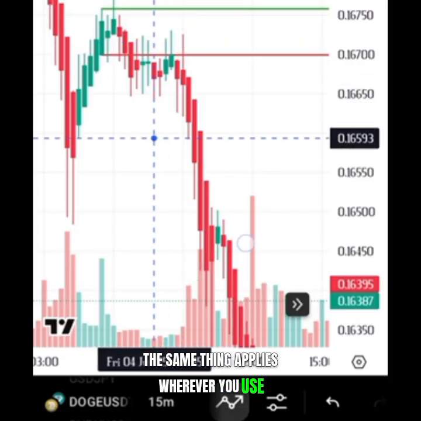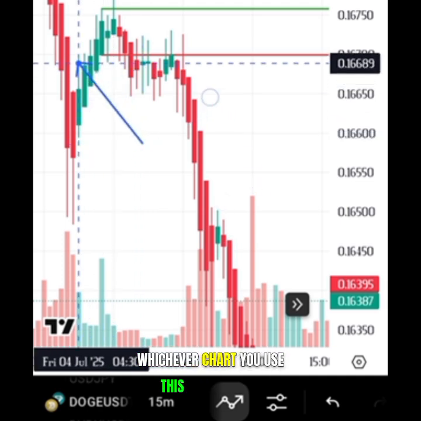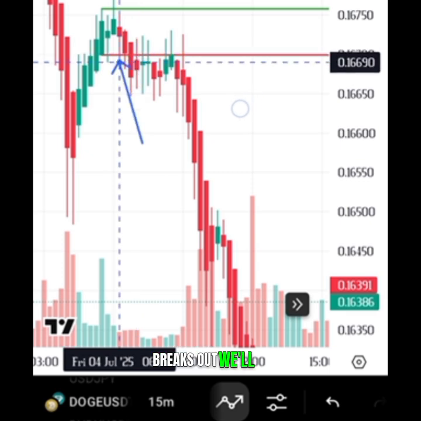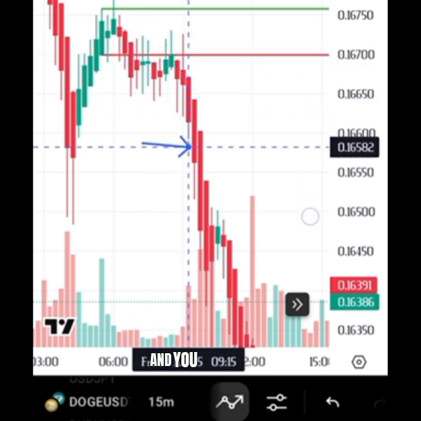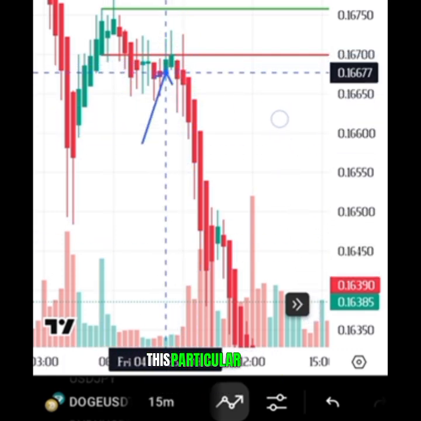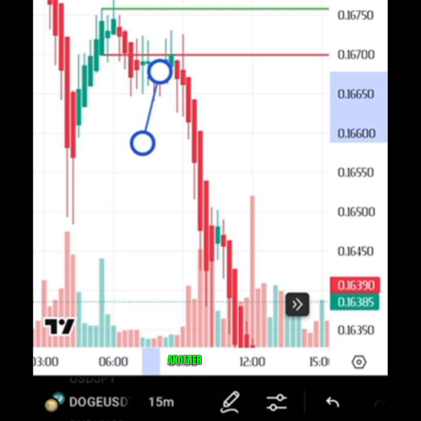Whichever chart you use, if it's in this box, we are not interested. But once it breaks out, we'll be looking to make a call, and you can see how good the call was. Imagine how much you would have made from this particular trade. Let me show you with another pair.